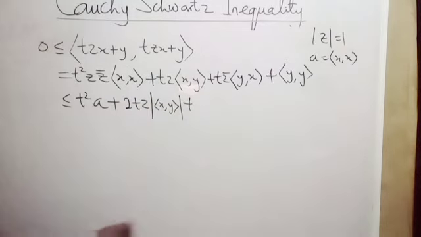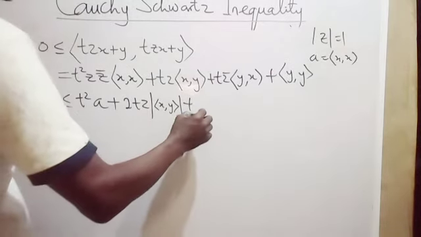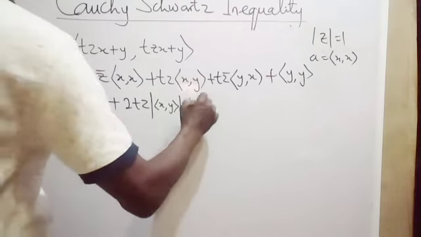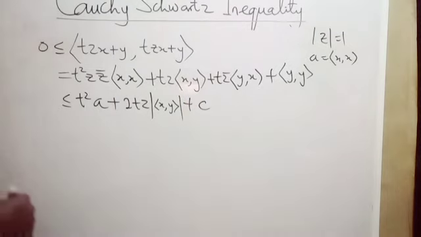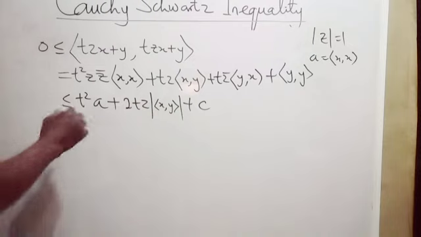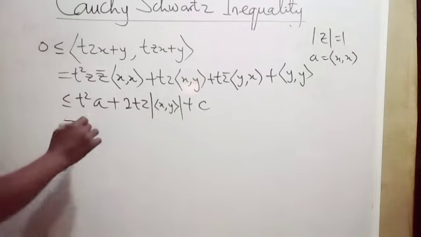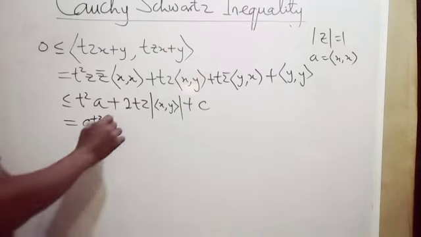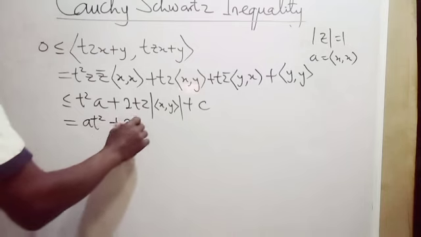the inner product of y comma y. That one is what? That is b. I hope you understand. Sorry, that's c. That's c. Okay, that's c. Now this one will translate into a t squared plus 2bt.